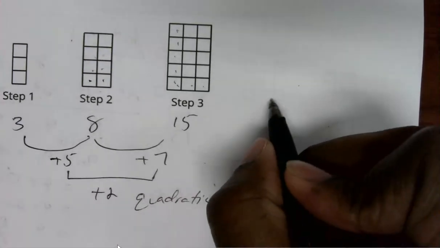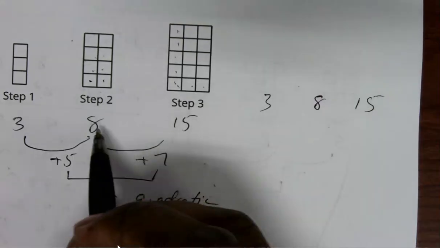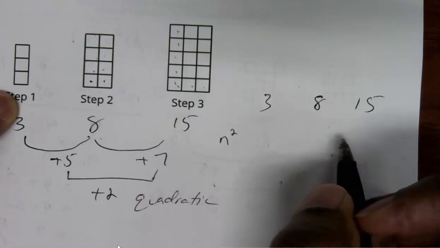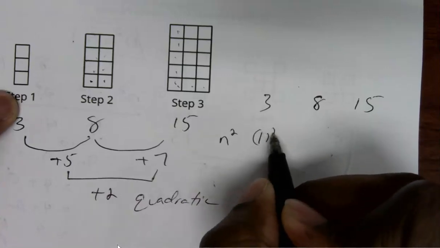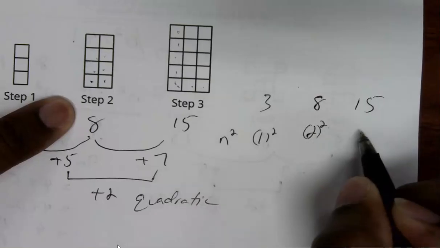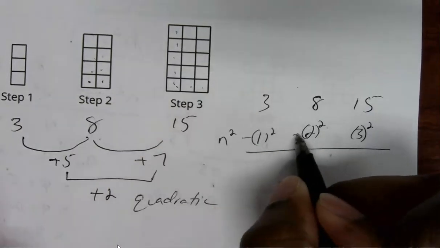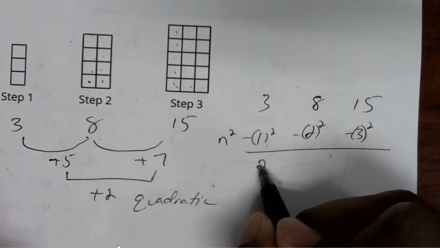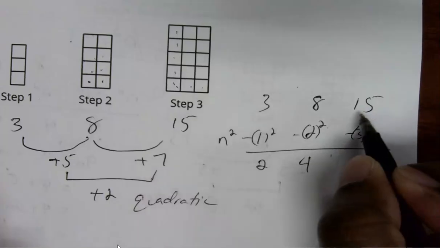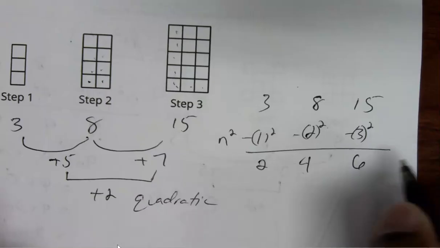I'm going to take the original numbers, 3, 8, and 15. I'm going to take the stage numbers squared. So stage 1, or step 1, is 1 squared. Step 2 is going to be 2 squared. Step 3 is going to be 3 squared. I'm going to get the difference of those. So 3 take away 1 is 2. 8 take away 4 is 4. 15 take away 9 is 6.